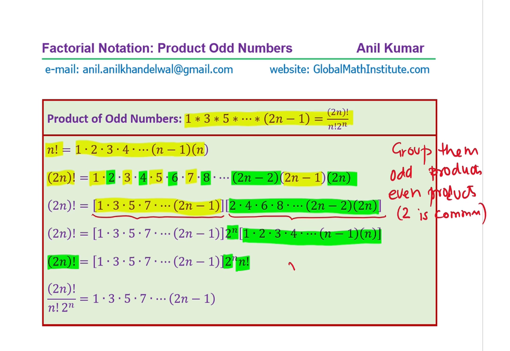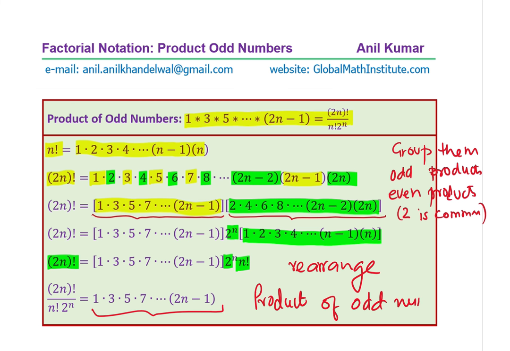So at this stage, we rearrange to get the formula for the product of odd numbers. So that is the product of odd numbers. Do you see that? So easily, we could actually get the product of odd numbers, but in the factorial notation. So for some of you now, it must be very clear how we get this formula. Correct? It's very easy to calculate values.